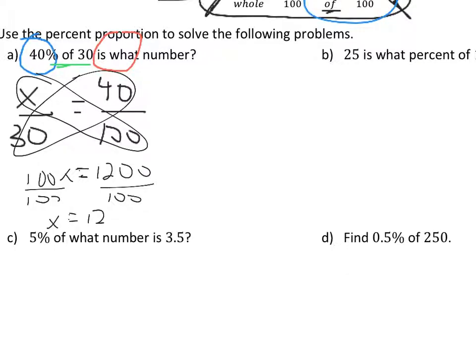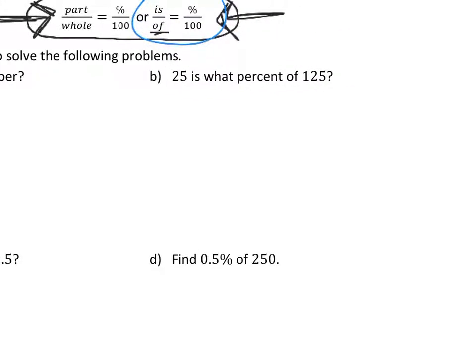Letter B. 25 is what percent of 125? Same thing, I'm going to pull out some colored pencils and I'm going to underline or circle the groupings of things. So 25 is. My only choice is that is the is. What percent? I have no idea, so that's my x. And of 125. Okay, so it sounds like is over of.